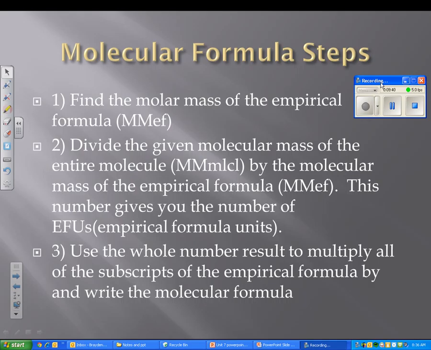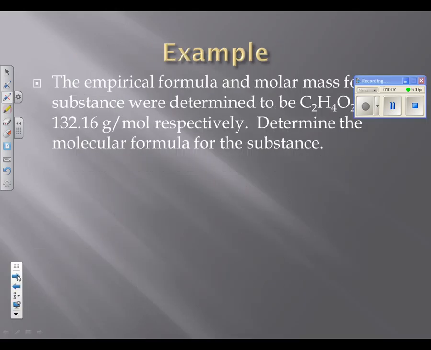Step 2, divide the molecular mass, which is always going to be given in the question for the entire molecule, so the molar mass of the molecule, by the molar mass of the empirical formula. This number will give you your EFUs, which are called empirical formula units, and that will give you a single whole number. You multiply all the subscripts inside of the empirical formula by your EFUs to get your new subscripts. It sounds like a lot of work. That part's actually easy.